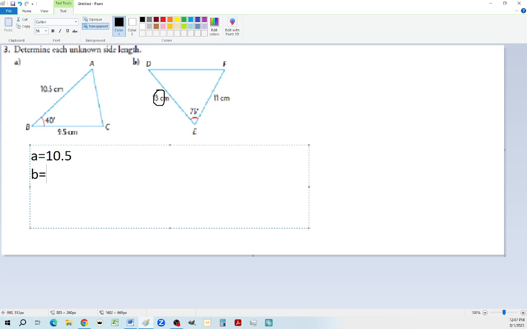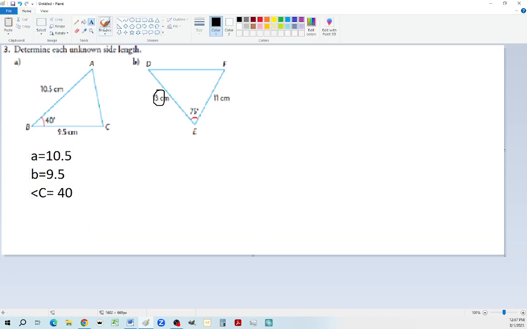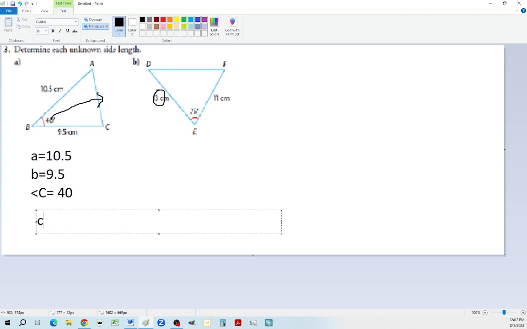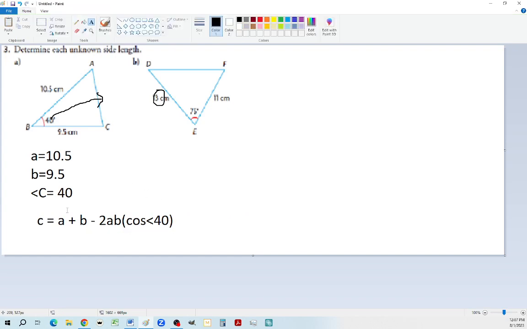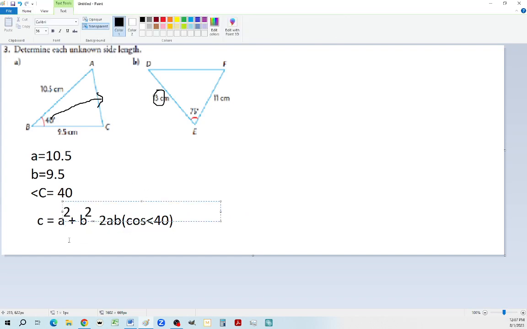I should note that it's to 1 decimal place, and I should label my angle C, which means the side that I get will be the opposite side to this angle, over here. So that means I use the basic formula. I'm finding C squared. I need to have A squared plus B squared minus 2AB times the cos of 40. And I just have to make sure I don't mess up the calculations.